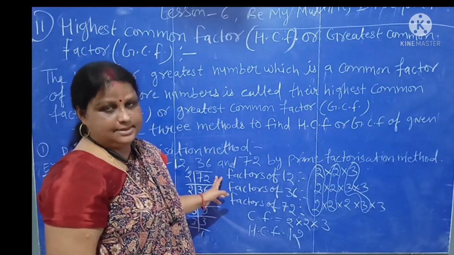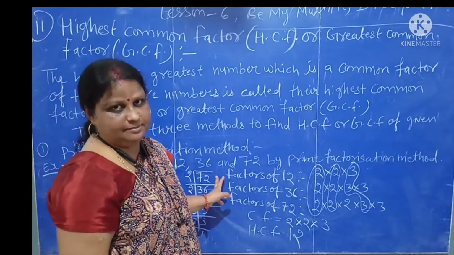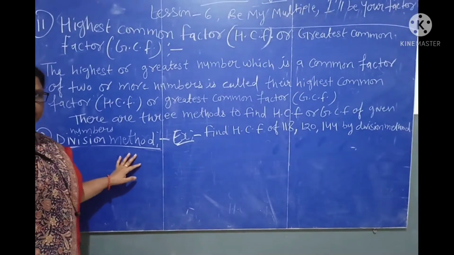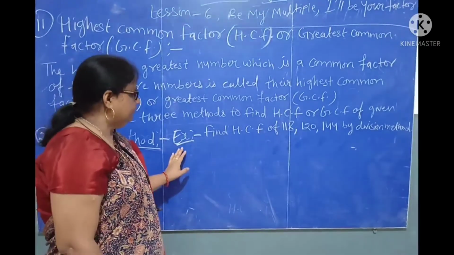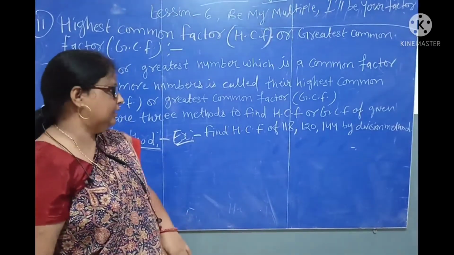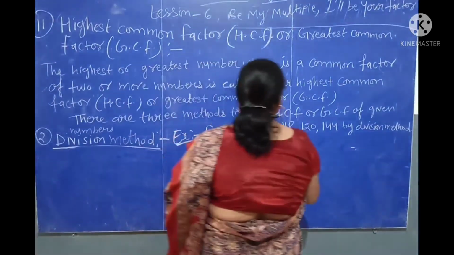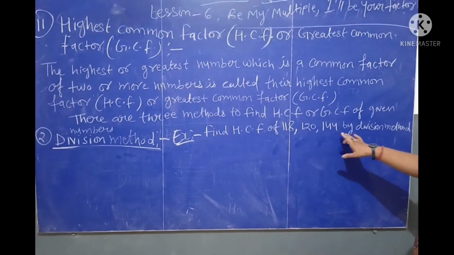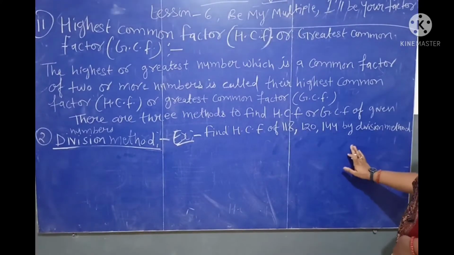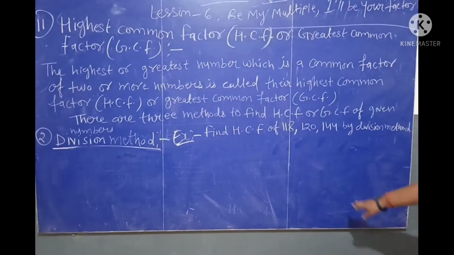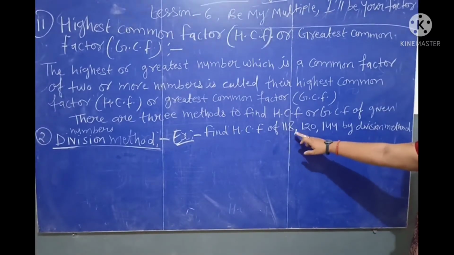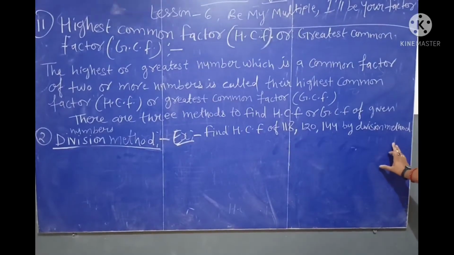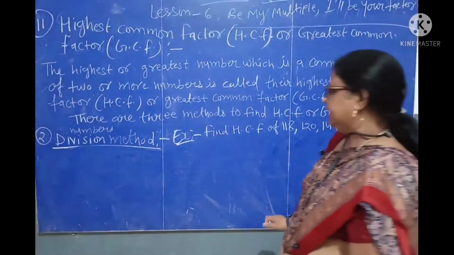Let's learn the second method, the division method. Now the second method is the division method. We learn this method with an example. This example is: find HCF of 118, 120 and 144 by division method. We have to find the highest common factor of 118, 120 and 144 by a simple division method. Let's find.